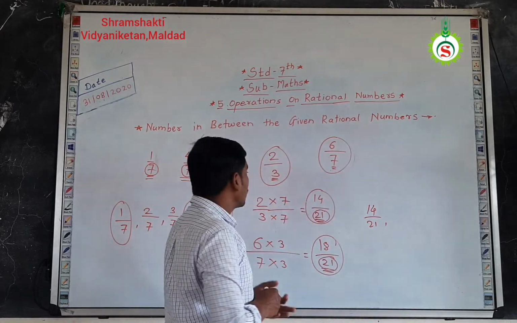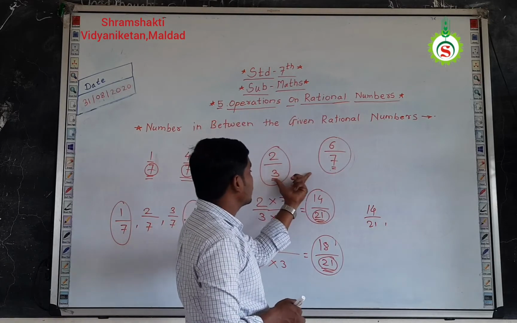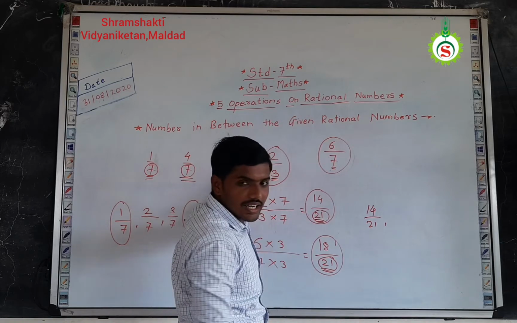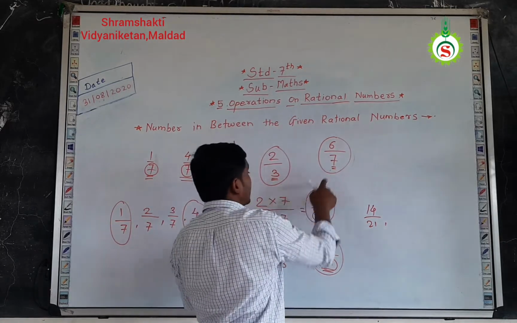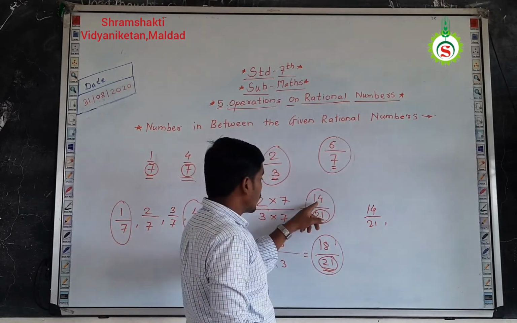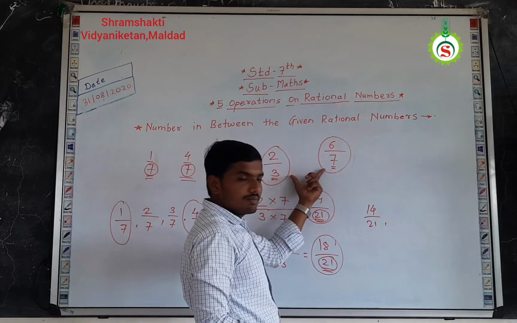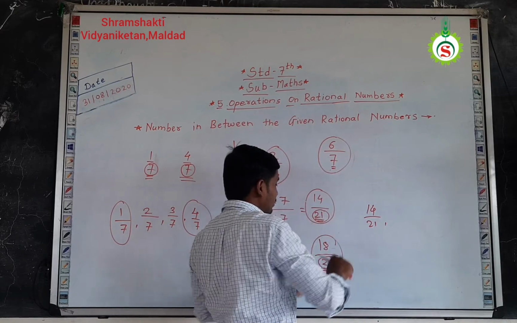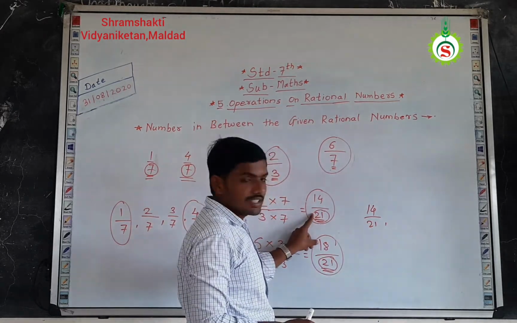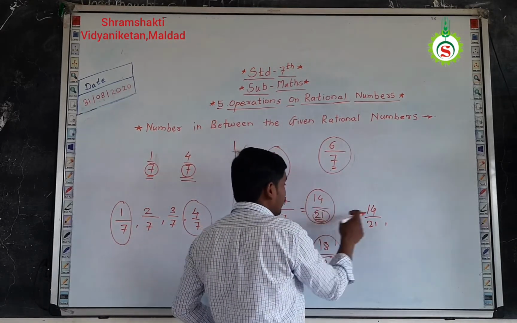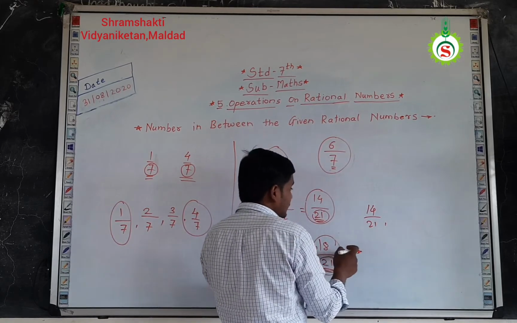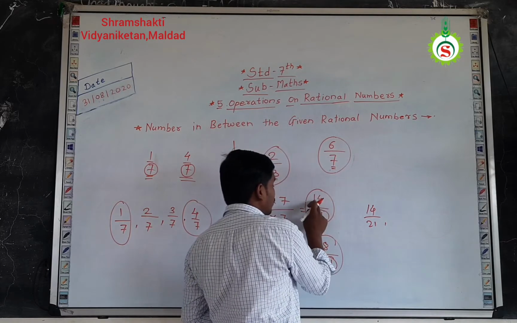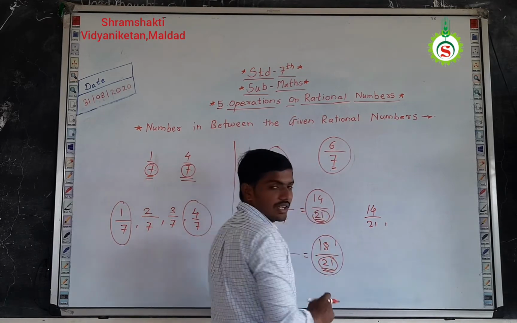Now I have to find the numbers in between. I have converted them into other rational numbers by making the denominators the same. So now if I want to find the numbers in between these two rational numbers, I can simply write down the numbers in between these two new rational numbers. The first number is 14 by 21 and the last number is 18 by 21. So I have to find the numbers in between 14 by 21 and 18 by 21.